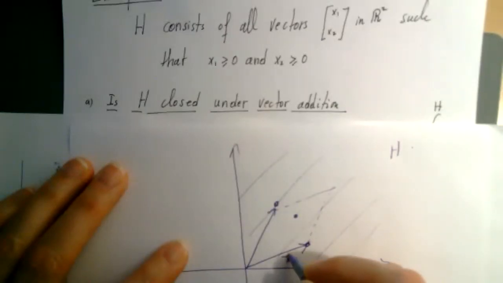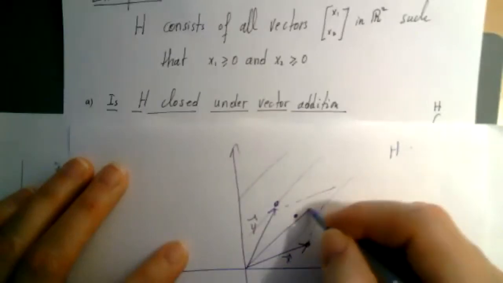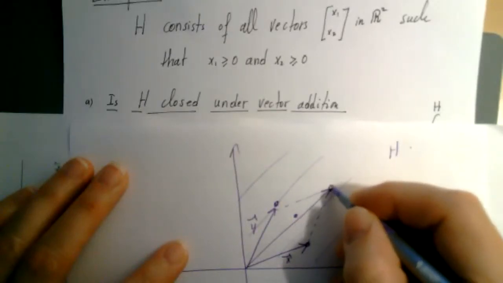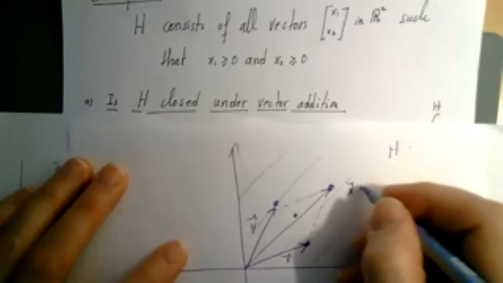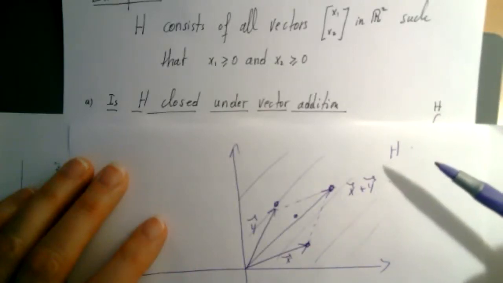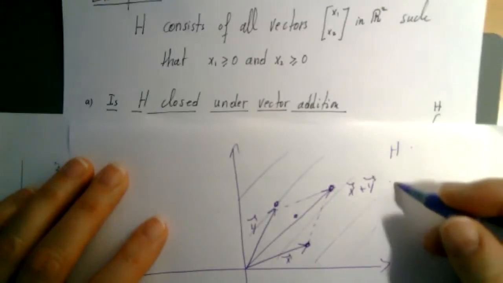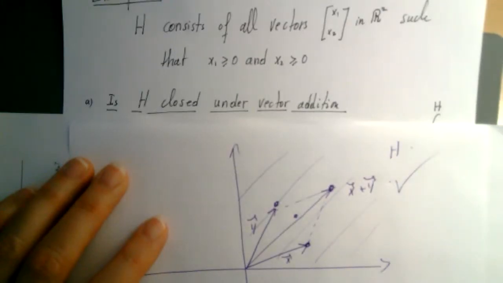So this is my x, this is my y. I'm going to add them. That's my new vector, x plus y. And geometrically speaking, is this new vector also in H? Yeah. Absolutely, yes. So geometrically it is actually very clear.